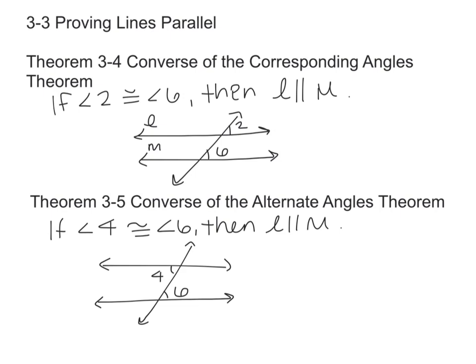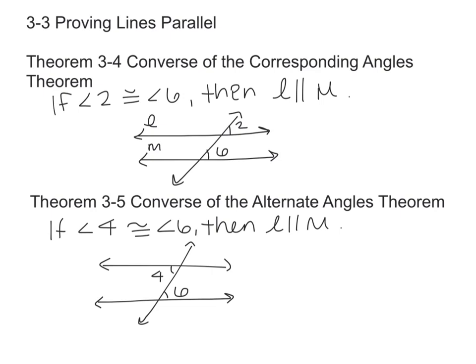The second theorem, converse of the alternate interior angles theorem, says that if two lines and a transversal form alternate interior angles that are congruent, then the two lines are parallel. So I have an example here. If angle 4 is congruent to angle 6, then L is parallel to M.